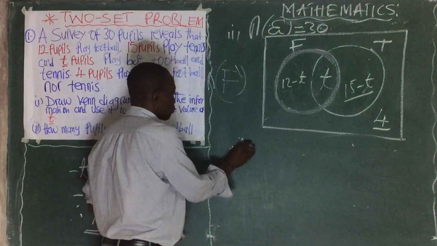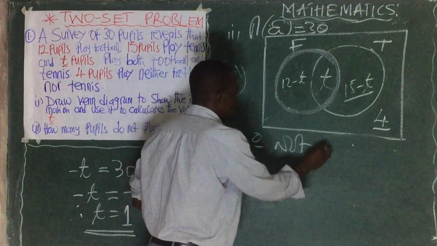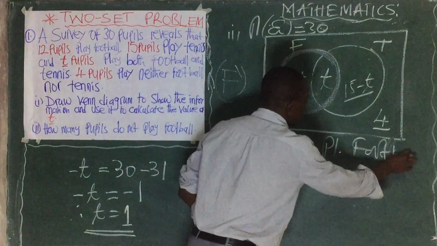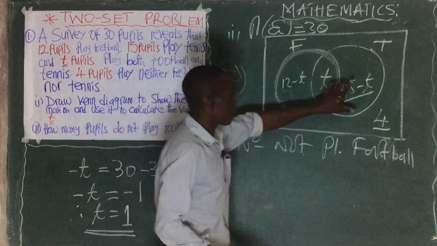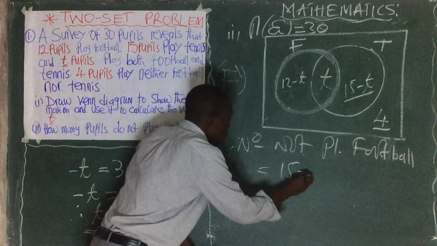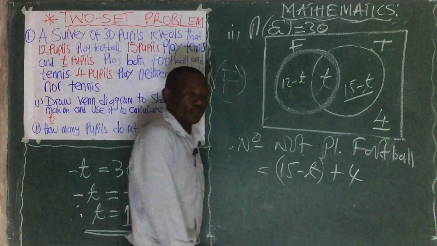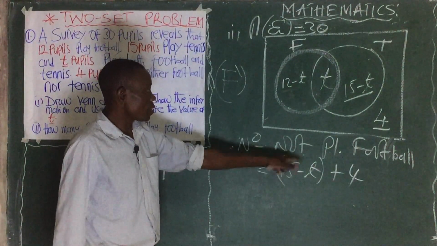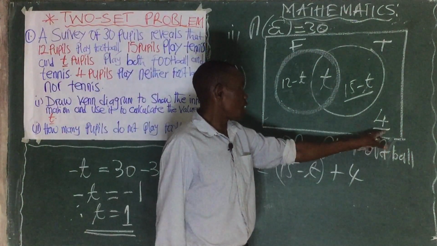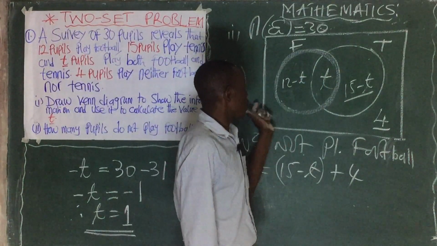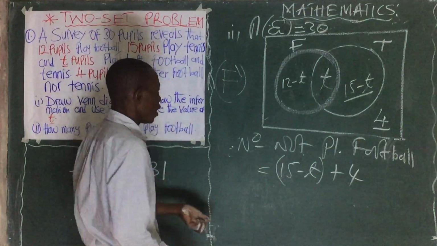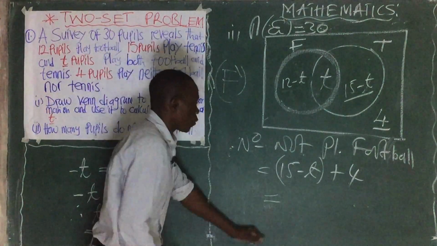Number not playing football. Talk of football, we consider the 15 minus t, which is outside it. You talk of 15 minus t plus 4. If you look at this expression, 15 minus t is outside the what? F, which is football. And the 4 again, they don't literally play anything. They don't play football or tennis. So it means 4 is part and parcel of the discussion here. So now we know the value of t as 1.